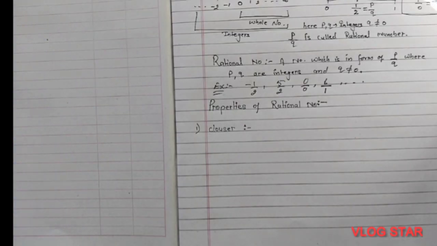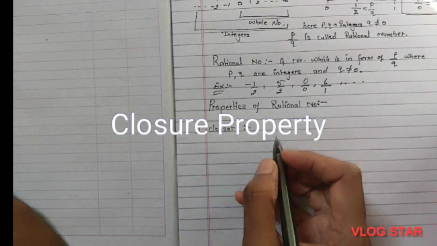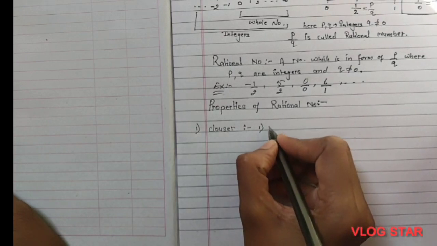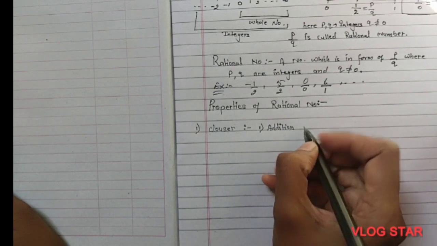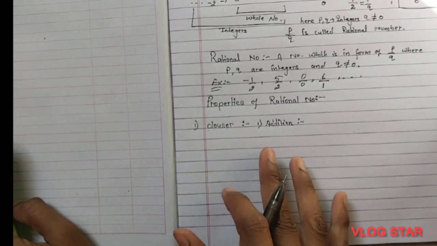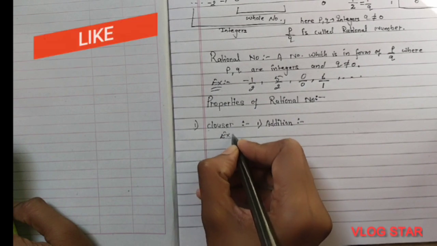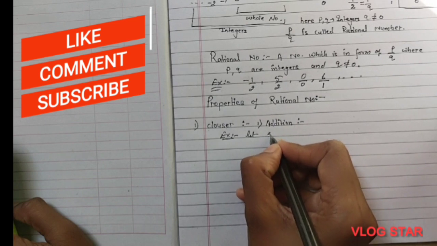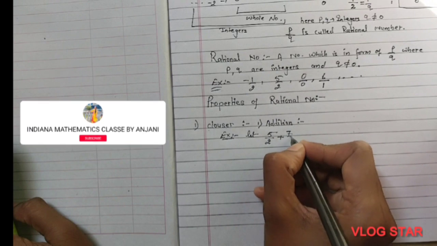Now we will discuss the properties of rational numbers. The first property is the closure property. So we will check all the operations: addition, subtraction, multiplication and division. First we will check addition. Closure property of rational numbers in addition. Let's take any two numbers which are in rational form. I am taking 5 by 2 and 7 by 2.